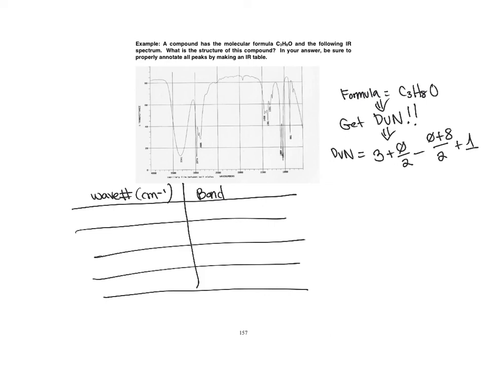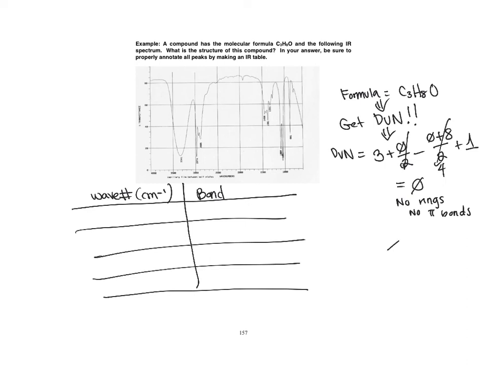All right, so this is 0. This becomes 8 divided by 2, which is 4. 3 minus 4 is -1. -1 plus 1 equals 0. So that means we have no rings, no pi bonds. That helps. So now we can come up with the different ways to put together 3 carbons.